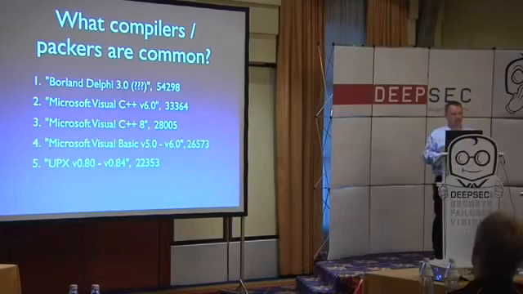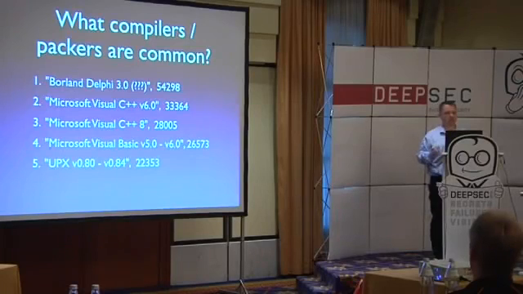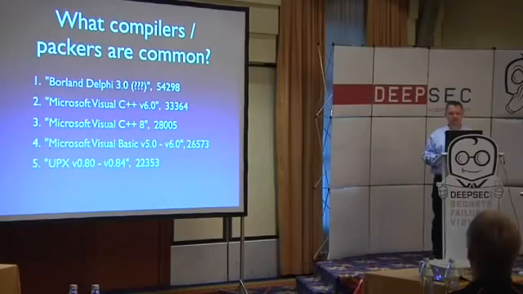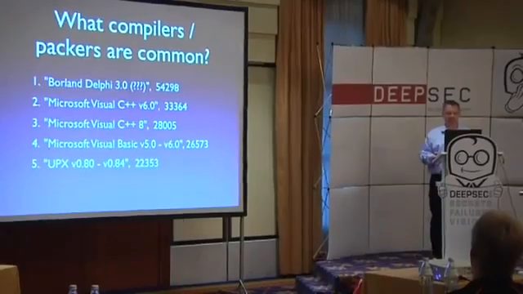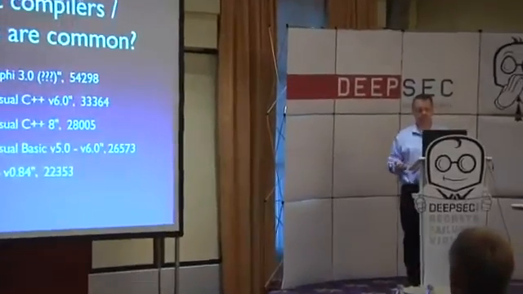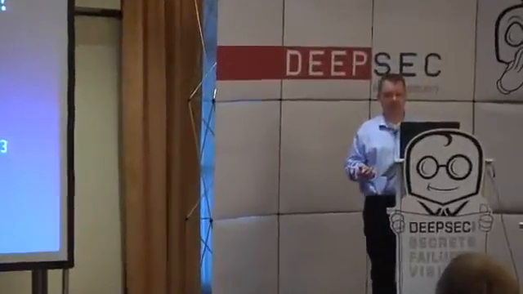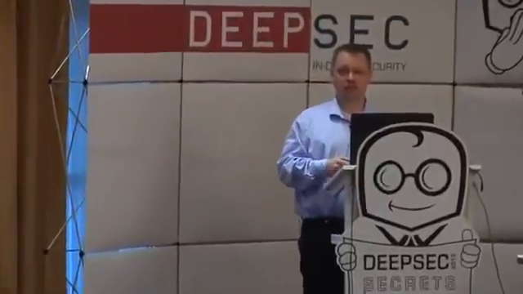So you heard about a lot of packers and compilers and so on. What is most common? So I asked my database, what are the most common packers or compilers? Borland Delphi was the top scorer. For some reason, Delphi is very common in malware development. Maybe they just like it. Visual C++ version 6 and then 8, and then Visual Basic version 5 are also common. On 5th place, you got our first packer, UPX.